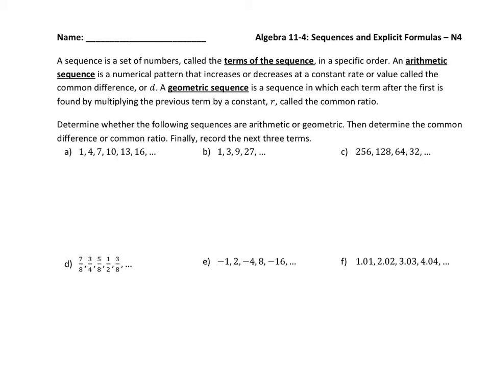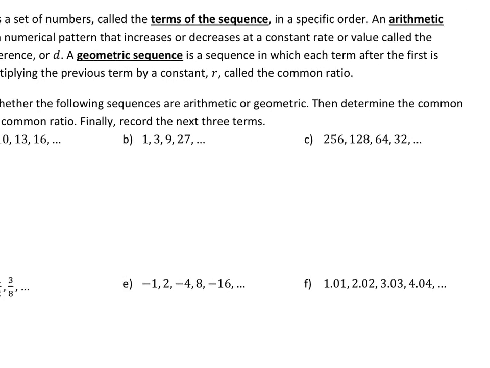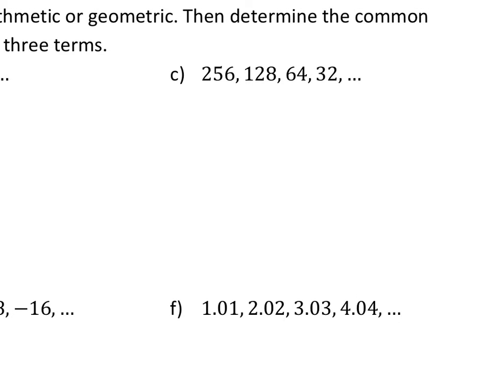Determine whether the following sequences are arithmetic or geometric, then determine the common difference or ratio. Finally, record the next three terms. Okay, let's jump to letter C. 256 to 128 to 64 to 32. It's decreasing. It's not being subtracted because the jumps are so high.